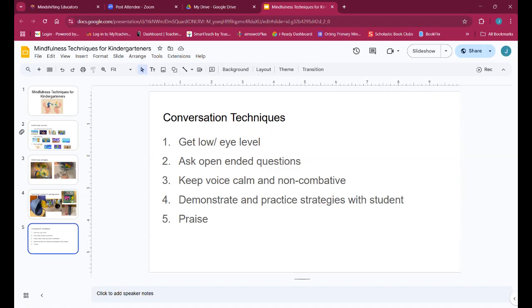But from everything that you've talked about in this course, I feel like this is the best way for our littlest learners to engage with it.